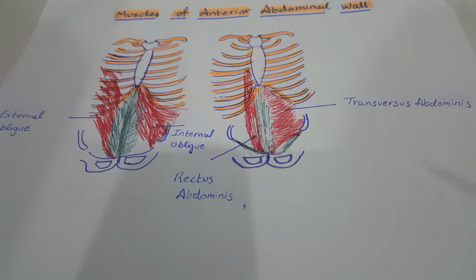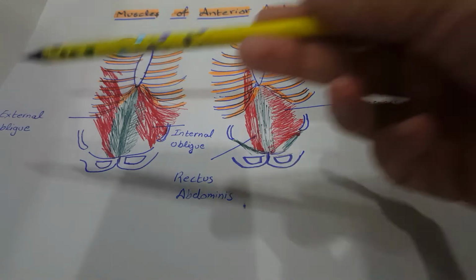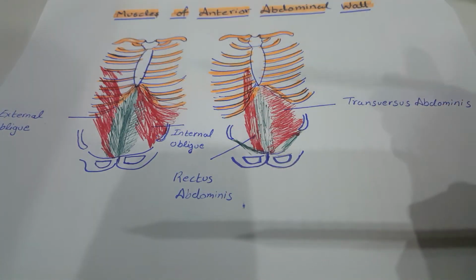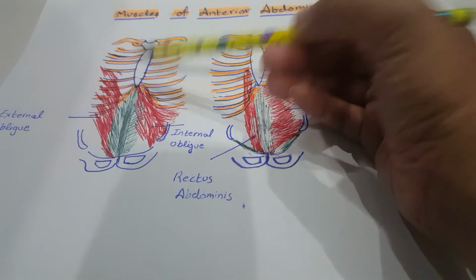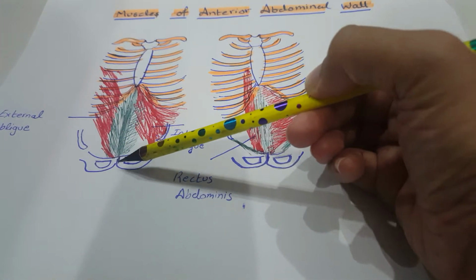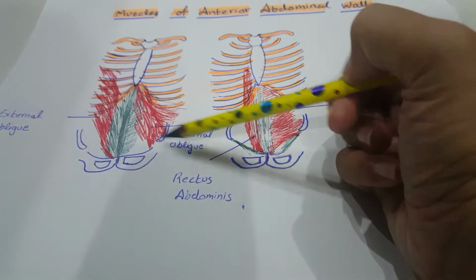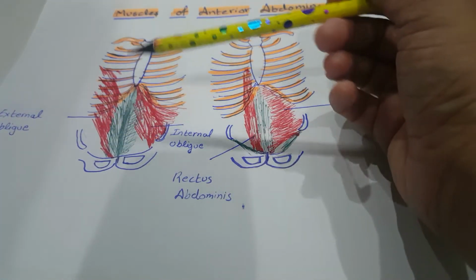Today we are going to discuss muscles of anterior abdominal wall. First of all, let us discuss external oblique muscle. External oblique muscle, as you can see in the diagram, I have drawn sternum, ribs. This is pubis bone, and over here this is iliac crest. So you can see external oblique muscle.